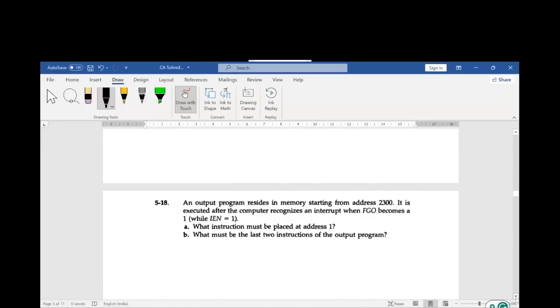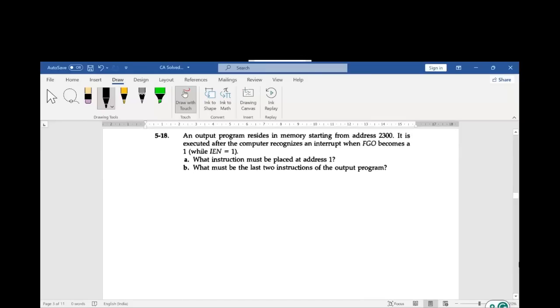Fine. Now we'll take one more example, one last example, small one for today. Okay. And then we'll wind up the session.